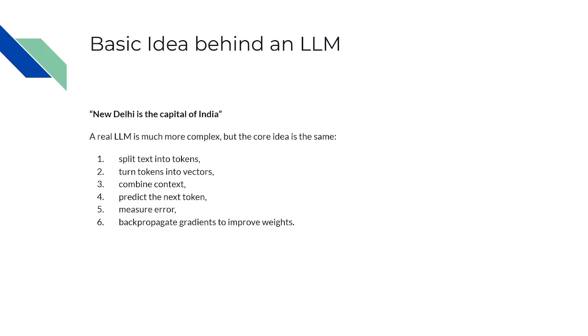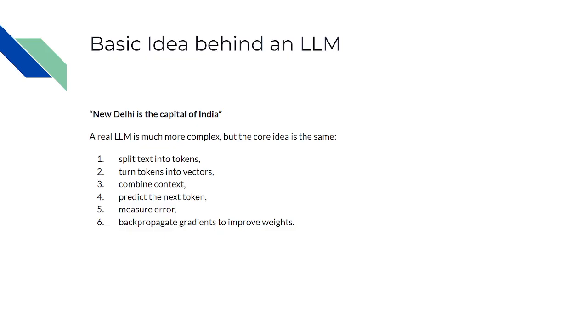What we actually have to do is, firstly, split whatever sentence we take into tokens, and then turn these tokens into vectors. The third is combining context. The fourth is predicting the next token. The fifth is measuring the error. And the sixth is backpropagating the gradients to improve the weights.